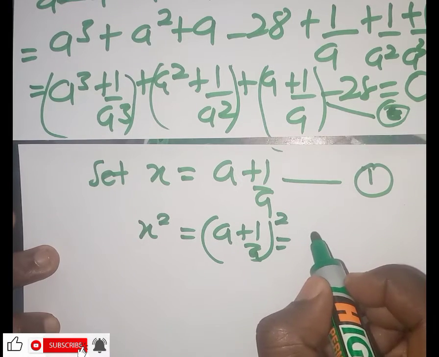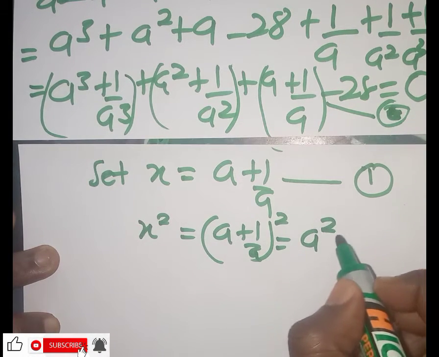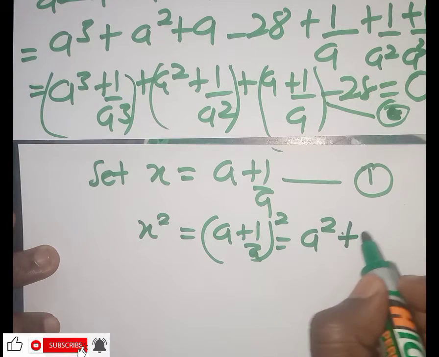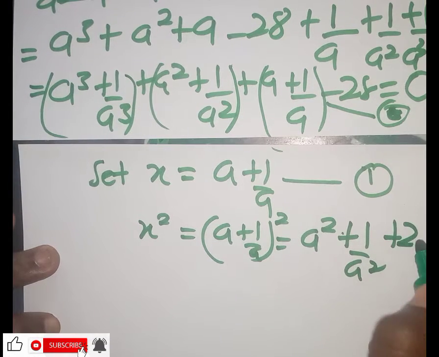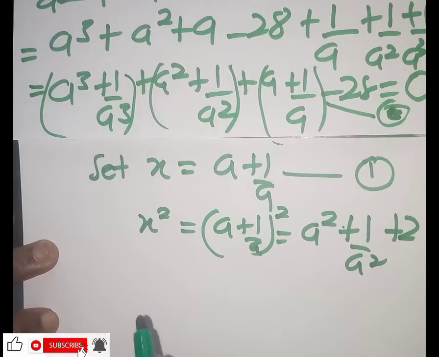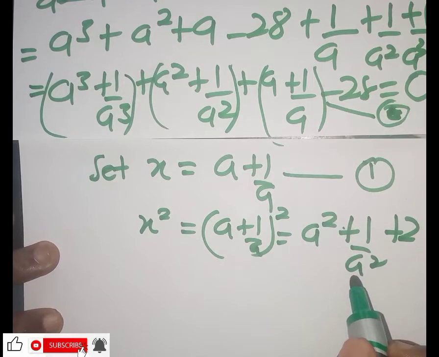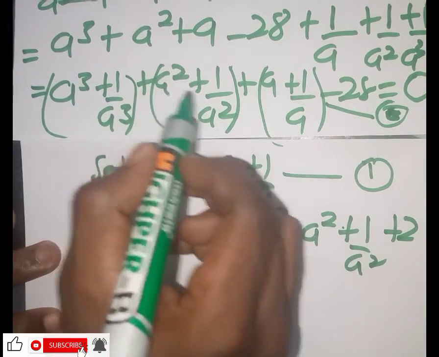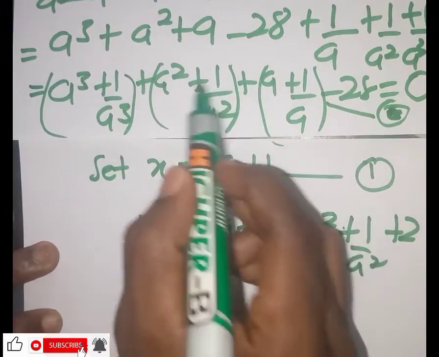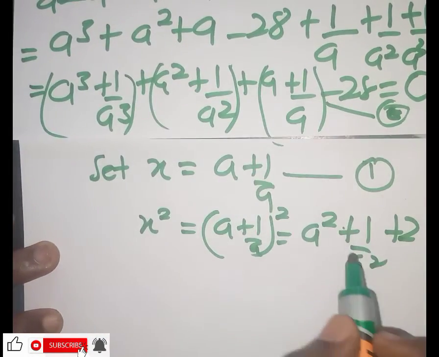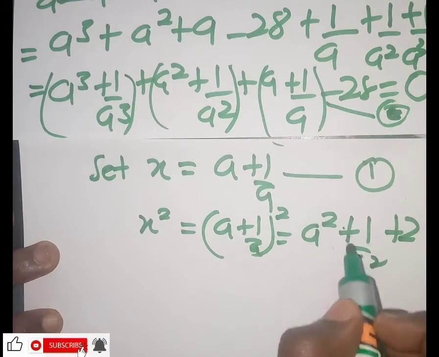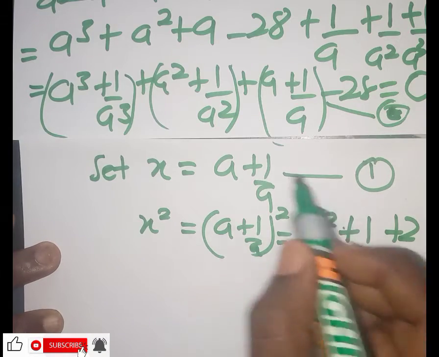And just squaring that, expanding that, we are going to get a squared plus 1 over a squared plus 2. And then from here we can go ahead and find what, because as said, we can write this in terms of this, right? So we have the a squared plus 1 over a squared, which has popped up over here.